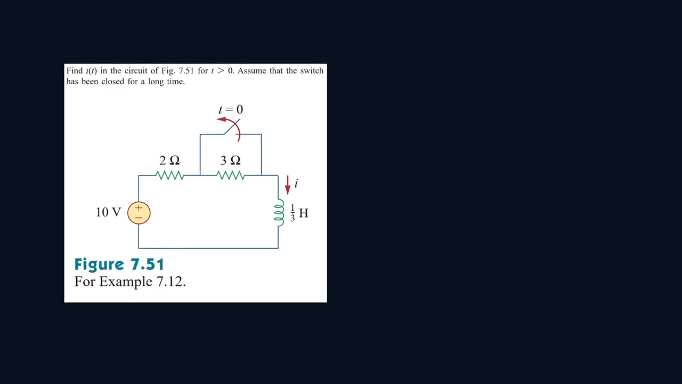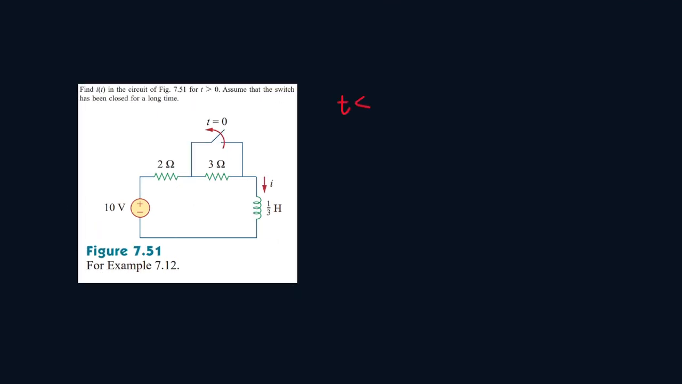Okay, so for this circuit, we have to find the formula for I. So this I value here for when t is greater than 0. And we're going to assume that this switch when t was less than 0 was closed for a long time. So let's find the formula for when t is less than 0. Or let's find, sorry, the current when t is less than 0.